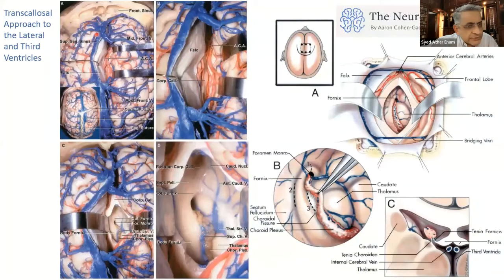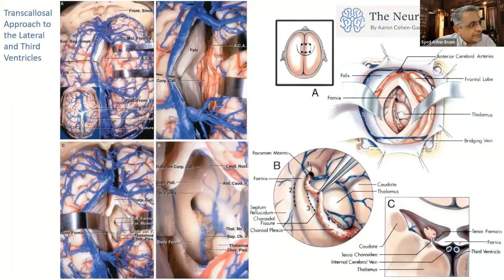Actually, I should have put this picture first. This is the transcallosal approach, again from Aaron Cohen-Gadol's atlas. And here, you see the fornix over here and it retracting. I personally, I don't know for what reason, I don't like the interhemispheric approach.